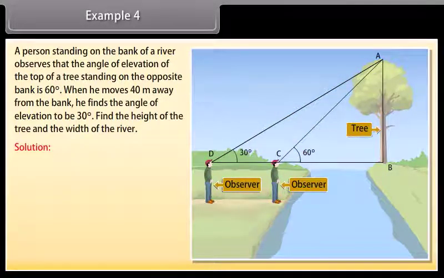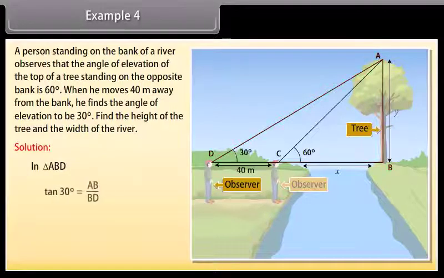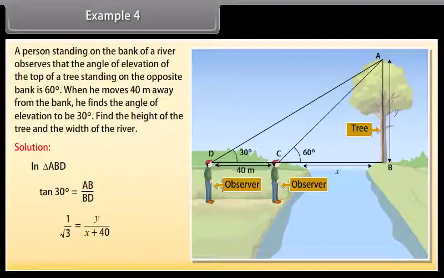Solution. Let the height of the tree be y and the width of the river be x. CD is equal to 40 meters. In triangle ABD, tan 30 degrees is equal to AB upon BD. 1 upon square root of 3 is equal to y upon x plus 40, which implies x plus 40 equals y into square root of 3. Equation 1.